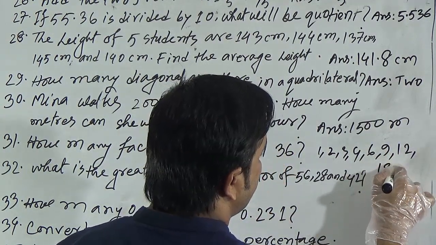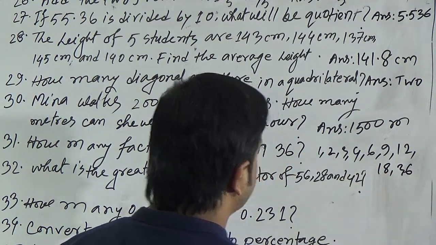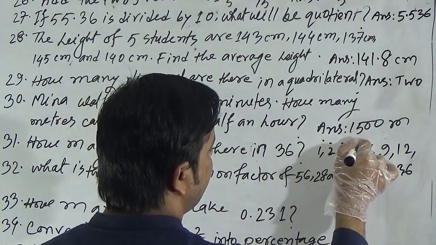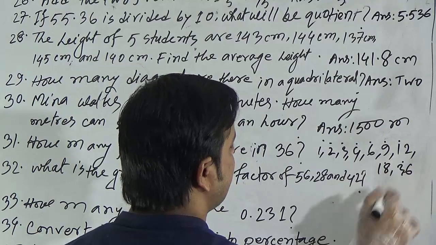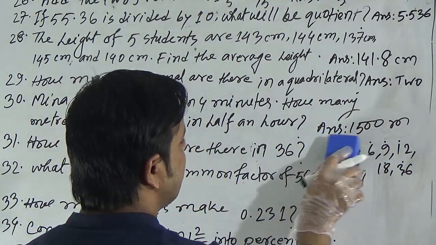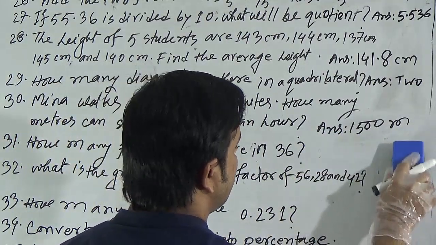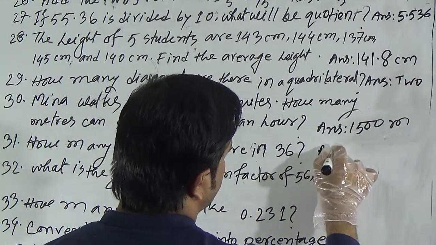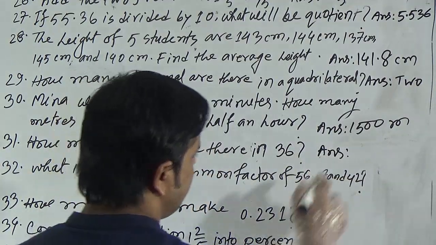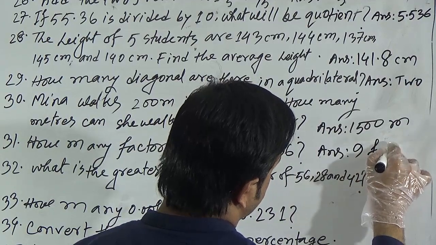Then 18 and 36. If we count the factors here, how many? 1, 2, 3, 4, 5, 6, 7, 8, 9. So we can say 36 has 9 factors. So you can say the answer of this question is 9 factors.